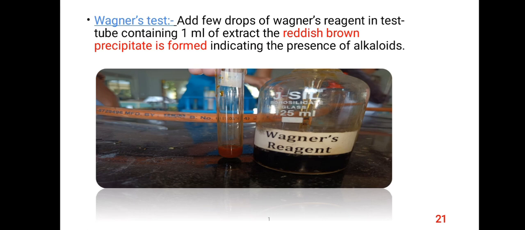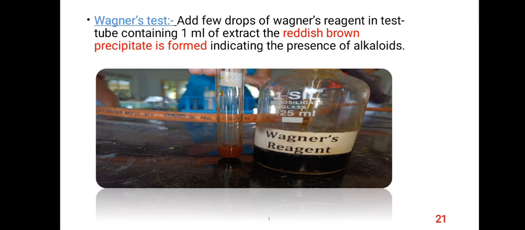As our plant is showing alkaloid presence, we are going to perform some alkaloid tests on it. First, we did the Dragendorff's test. By adding 1 ml of Dragendorff's reagent to 2 ml of extract, an orange-red precipitate was formed, indicating the presence of alkaloids. Hager's test: 1 ml of extract was treated with a few drops of Hager's reagent. A yellow precipitate was formed, indicating the presence of alkaloids.